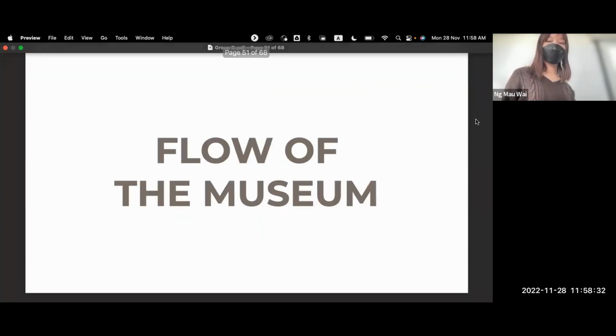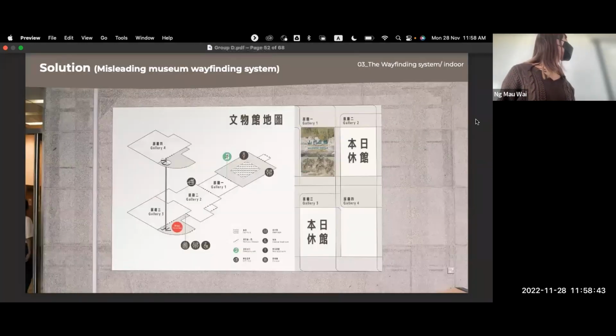For Gallery 1 and 2, it shows you where you are, but in Gallery 3 and 4, it shows you where you are going. And all of this is about, just like what I said, the flow of the museum. So how could we make the flow fluent? The solution is actually quite simple and smart. The first thing to do is to give a rough structure in a visitor's mind, so they know where the facilities are and what the galleries are.